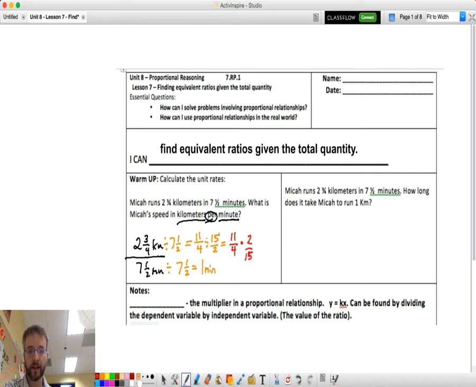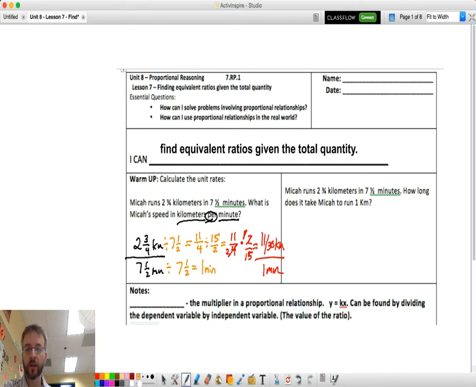And I can see here that 4 and 2 have a common factor of 2. So this is going to become a 1. That's going to become a 2. So my answer should actually be 11/30ths of a kilometer is my speed in 1 minute. Let's look at another one.